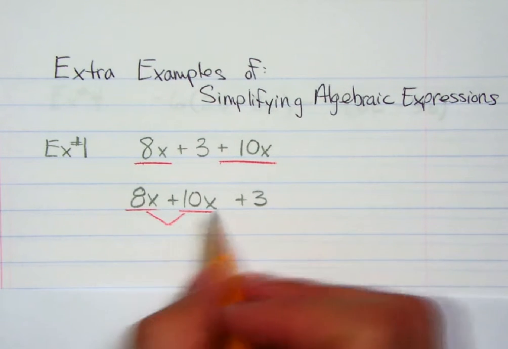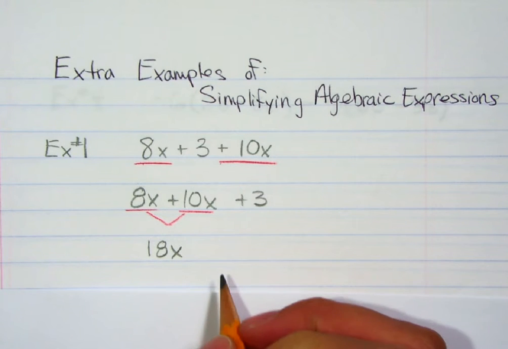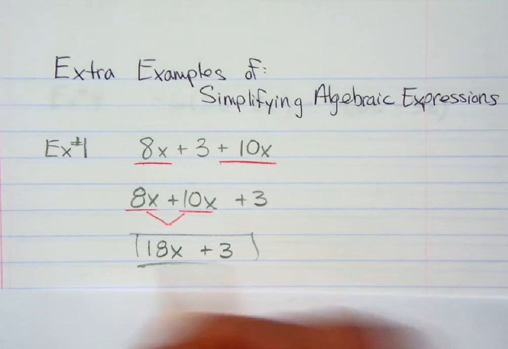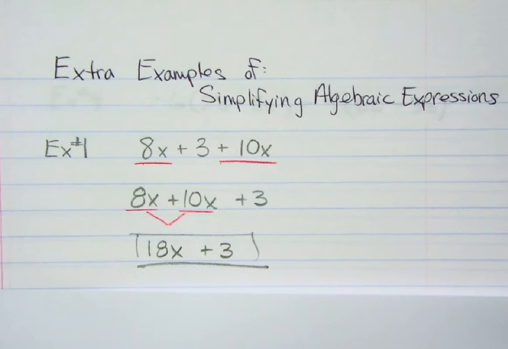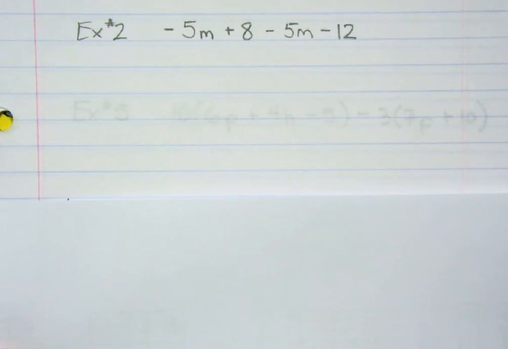So I can do 8x plus 10x, which gives me 18x. This 3 here is not like anything else, so I would leave it alone, and that would be my final answer for that type of question. So this I would consider a level 1 question. Now let's take a look at this level 2 type of question.